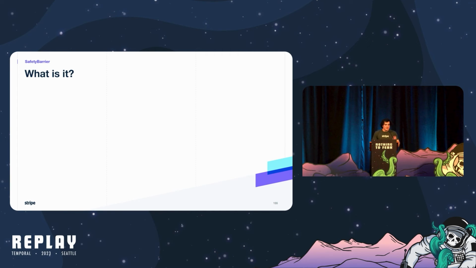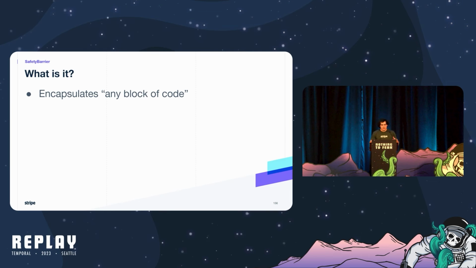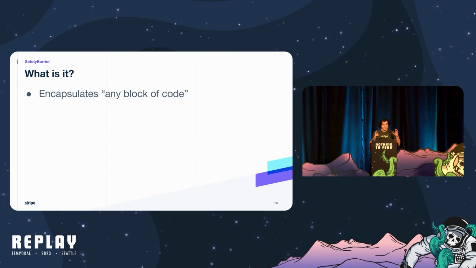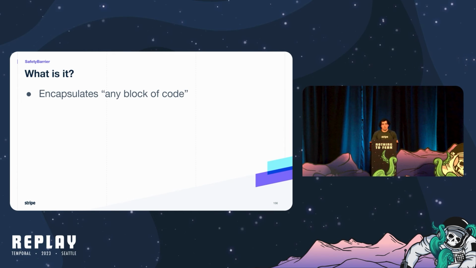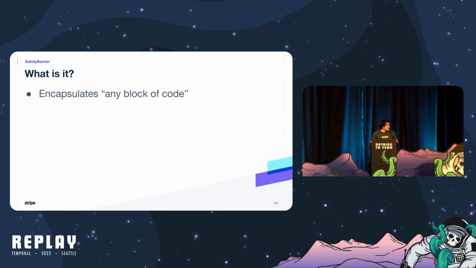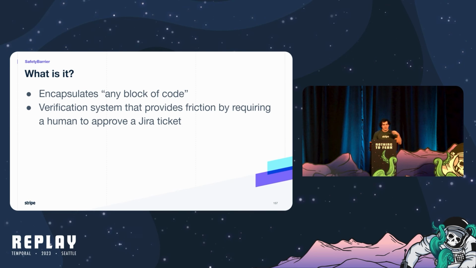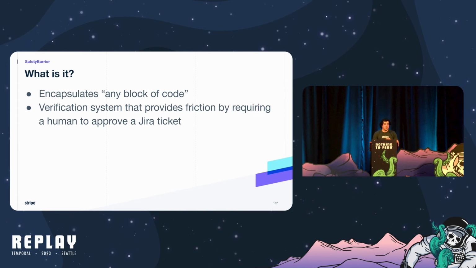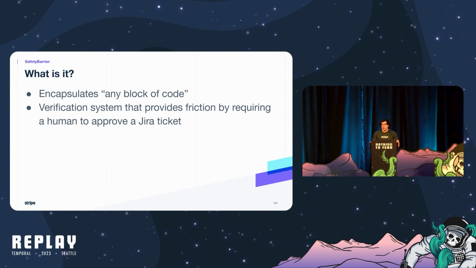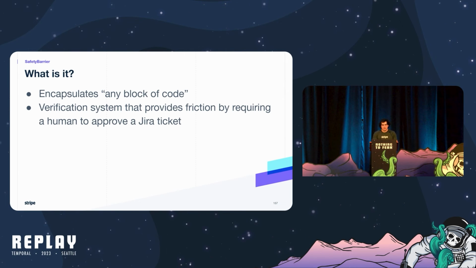So what is this so-called safety barrier? Well, it's a piece of code. It's essentially a class that we wrote that you can use to encapsulate any block of code, or any workflow in this case. You can just take your workflow, throw it in, and then friction will be applied. Whenever you call the safety barrier within your workflow, it will create a JIRA ticket that will require someone to go and approve the operation that's happening in order for it to continue to run.